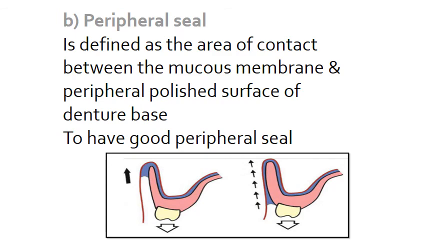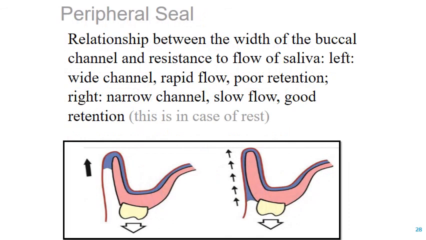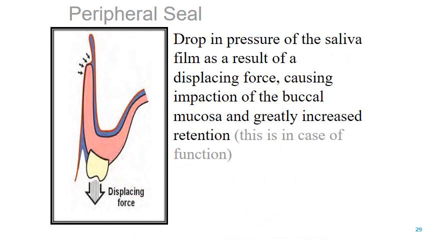To have a good peripheral seal, consider the relationship between the width of the buccal channel and the resistance to flow of saliva. On the left, a wide channel gives rapid flow and poor retention; on the right, a narrow channel gives slow flow and good retention. And this is in the case of the peripheral seal: a drop in pressure of the saliva film as a result of displacing force causes impaction of the buccal mucosa and greater retention.